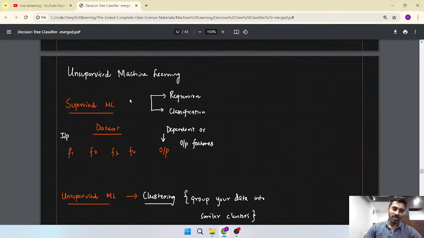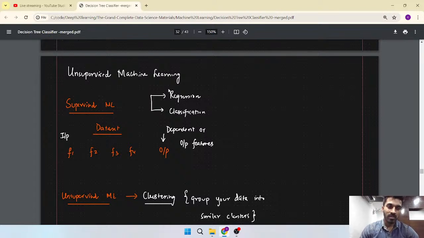So now let's continue our discussion on unsupervised machine learning. We know that in supervised machine learning we have a training data set with labeled data. Suppose you are doing house price prediction: the number of rooms and the location are inputs, and this is the price. But in unsupervised machine learning we don't have a labeled data set, meaning you will not have an output column.